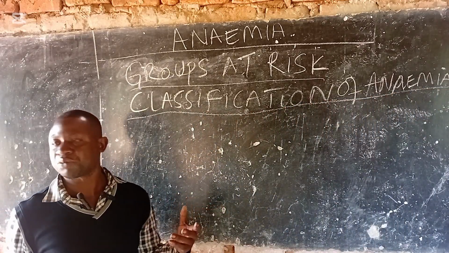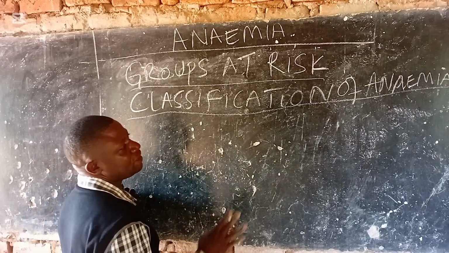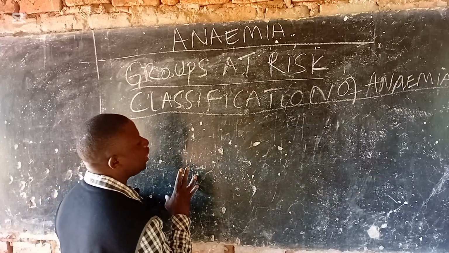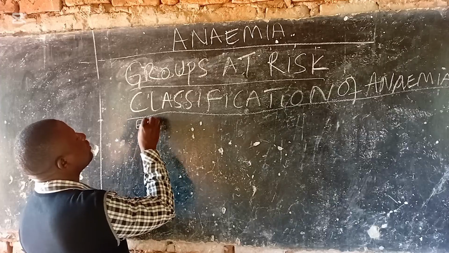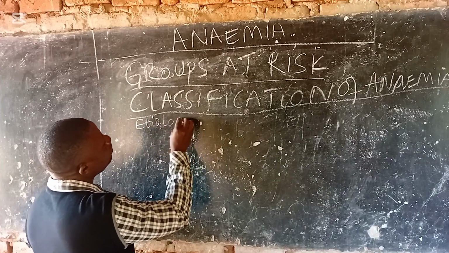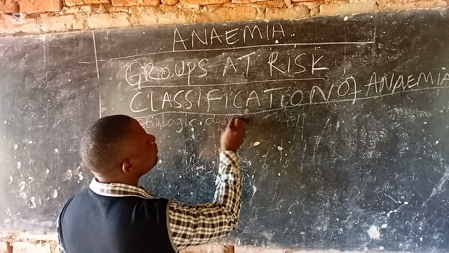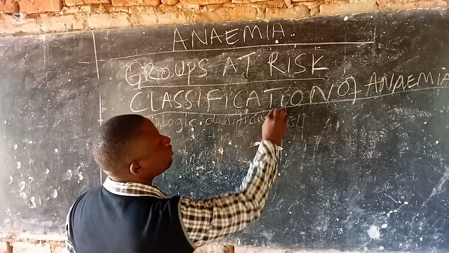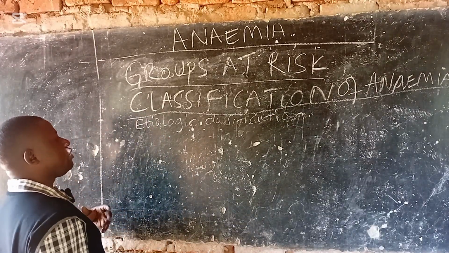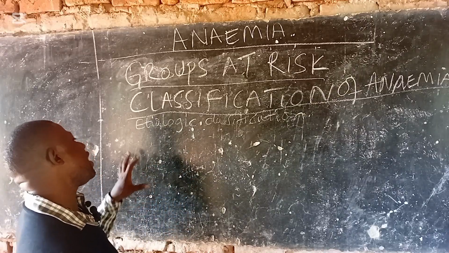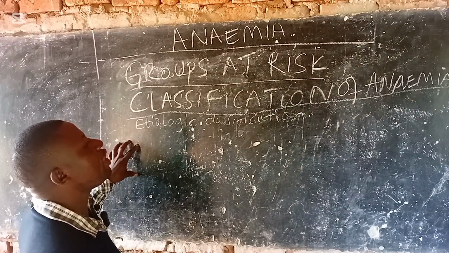Classification of anemia. We can classify anemia in so many ways, but this time let us first classify it etiologically. Etiologic classification means we are classifying according to the cause of the problem, anemia.